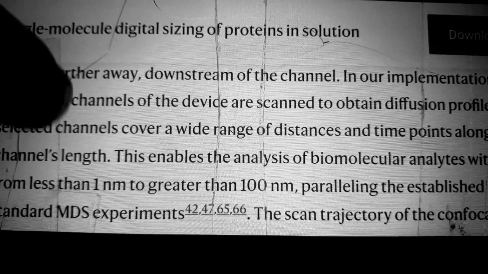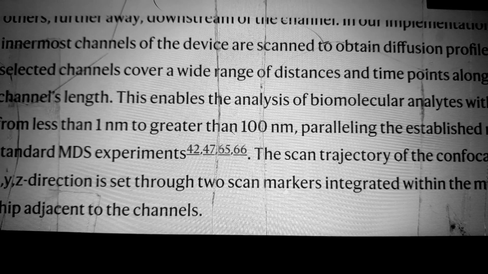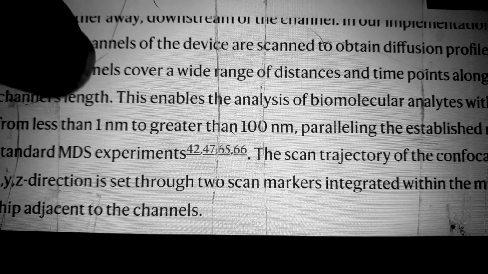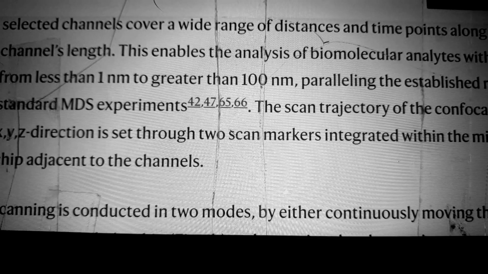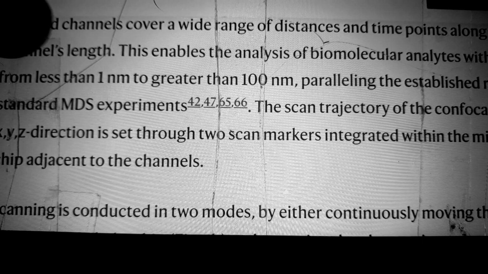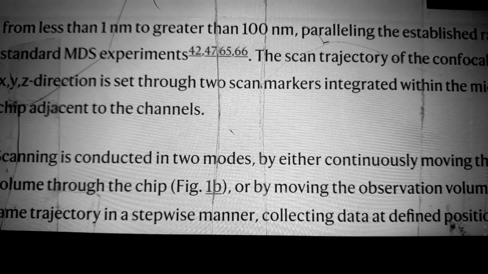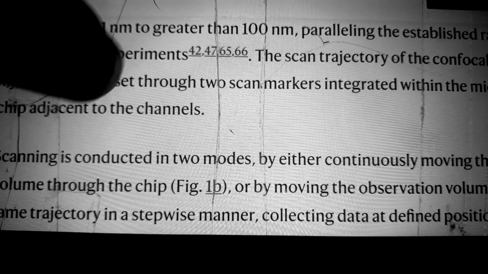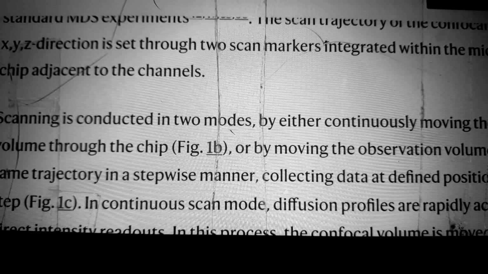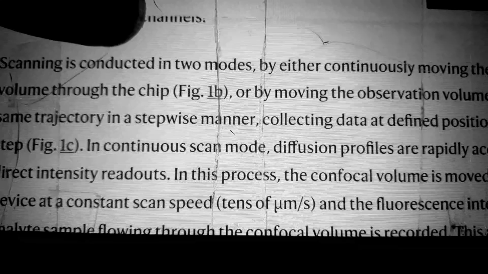These selected channels cover a wide range of distances and time points along the channel's length. This enables analysis of biomolecular analytes with RH ranging from less than 1 nanometer to greater than 100 nanometers, paralleling the established range in standard MDS experiments. The scan trajectory of the confocal volume in XYZ direction is set through 2 scan markers integrated within the microfluidic chip adjacent to the channels.